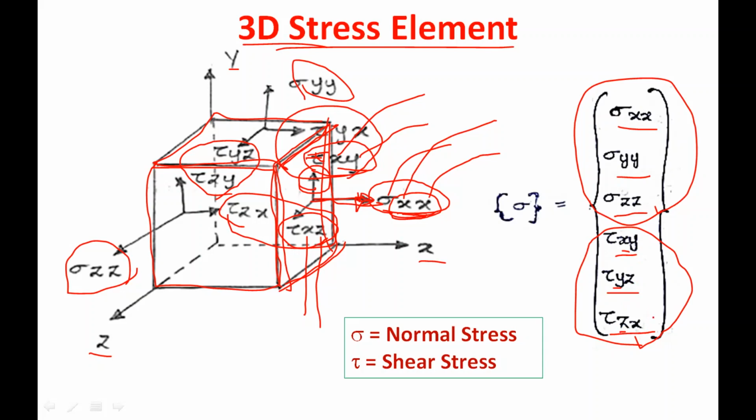Now for solving a real-time engineering problem, we have to evaluate these three-dimensional stresses. That means three normal stress and three shear stresses. But when we solve problems manually, especially in finite element method, we try to simplify the real three-dimensional problem into two-dimensional problem or one-dimensional problem. For bar problem, beam problem, truss problem, we use the one-dimensional element.